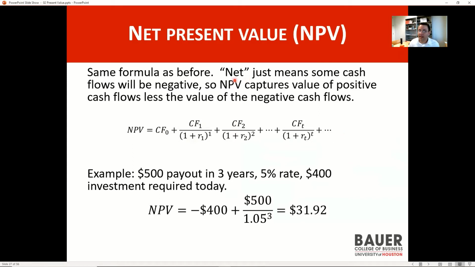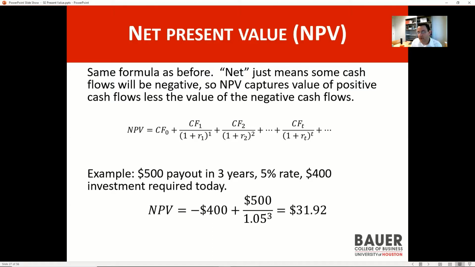Now, net just indicates that some cash flows are going to be positive and some are going to be negative. So on net, do the positives outweigh the negatives? That's all that we mean when we say net present value. Calculate the present value of all the positives, you net out the present value of all the negative cash flows, and then what's left determines whether the good outweighs the bad.